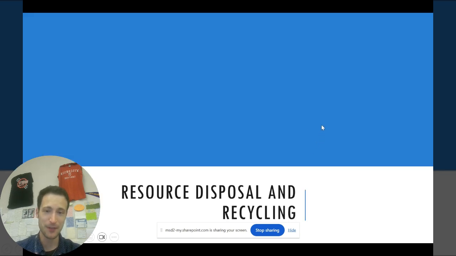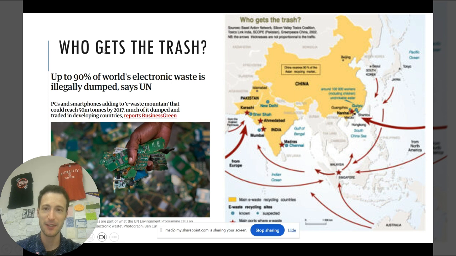Then the last thing we did for this topic was resource disposal and recycling. We talked first about how some places import trash and why they do this. Sometimes it's because they make money off of it, they get trade deals, but they also might just have the infrastructure and the technology to do it more cleanly, so places send them trash. So there are two ends of the spectrum there.